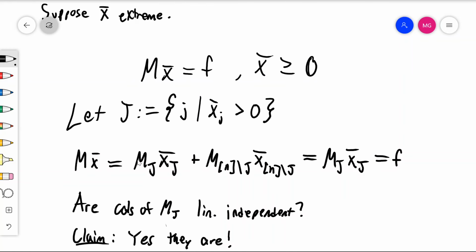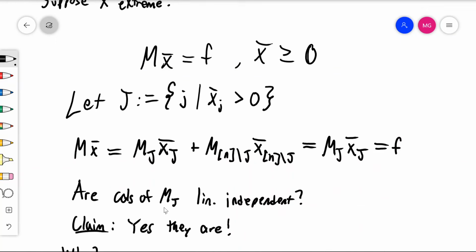And then what happens is that M times x bar, well, first of all, you can just split it up into the J components and the not J components. For the not J components, by definition of what J is, J is the ones where x bar is positive, so for the not J components x bar is 0. So this part just vanishes, and you're just left with M_J times x bar_J, and that equals f, because we're assuming that M times x bar equals f, and we started with that. So we've just taken a linear combination of the columns of M sub J, and we've gotten f.